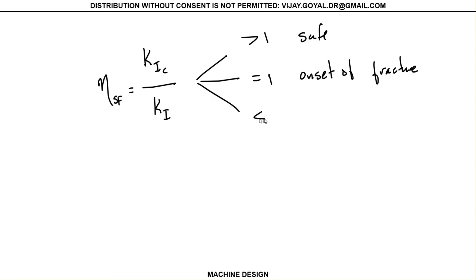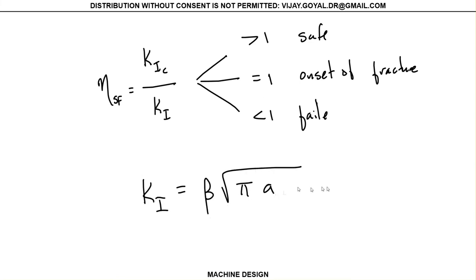And if it's less than 1, it has failed. Okay, so what does this quantity look like? This quantity is equal to K times beta times pi A. In a general sense, this is what it is. I will get back to this in a second, but I want to still talk about this particular parameter right here because it's very important. This parameter is going to bring some interesting results for us that are very useful.